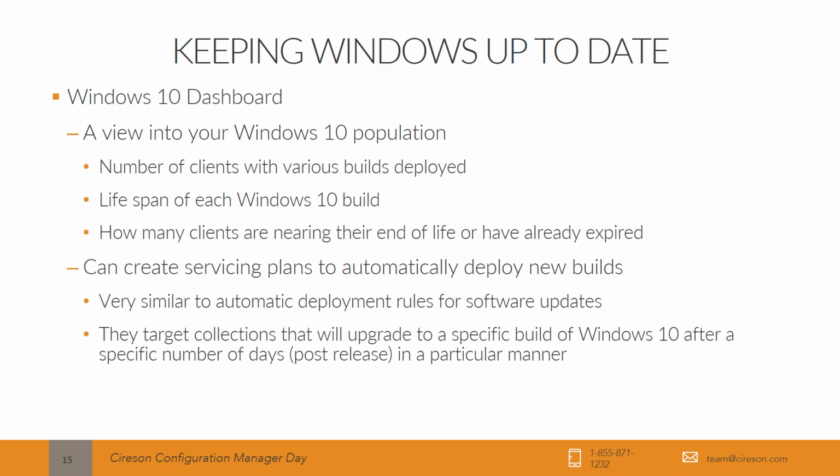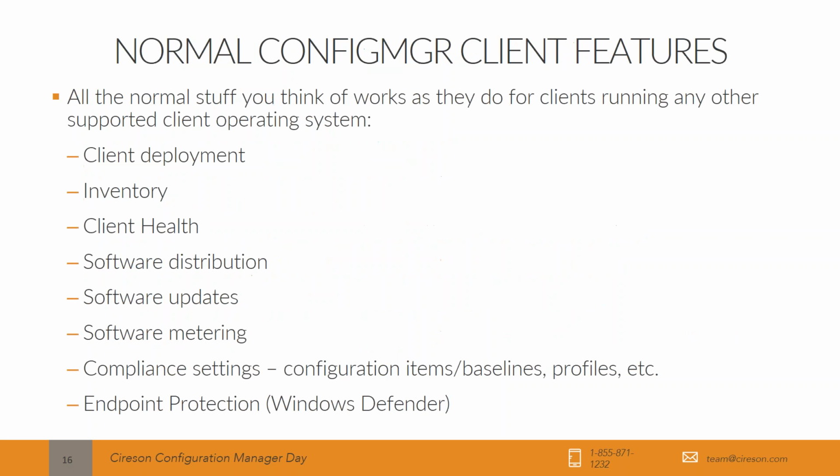Some people like that, some people don't like it. It seems to be the most common scenario is people will create a new task sequence to deploy a new operating system upgrade package to keep their devices up to date and use the normal task sequencing process to get there. Now your normal Configuration Manager client features all work on Windows 10. So all the things on the slide here, all the things that you would expect to work on a Windows 10 device still work once you've upgraded from Windows 7 or 8 or 8.1 up to Windows 10. So nothing new and unique here, just that it uses Windows Defender instead of endpoint protection that you might use in some of your older ones.